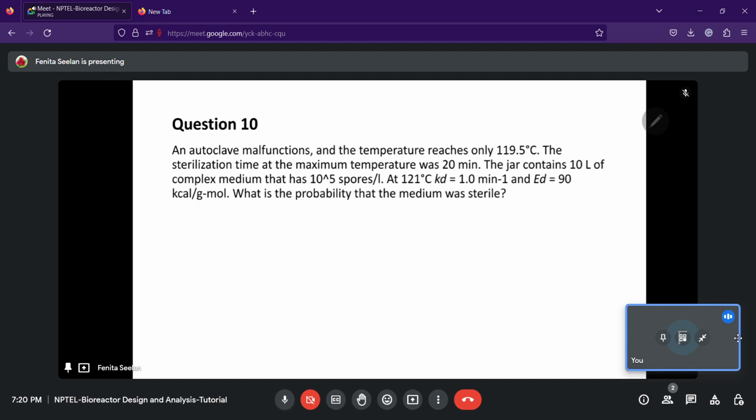So, our question number 10: an autoclave malfunctions and the temperature reaches only 119.5 degrees Celsius. The sterilization time at the maximum temperature was 20 minutes, and the vessel contains 10 liters of the complex medium that has 10 power of 5 spores per liter. At 121 degrees Celsius, the Kd value is 1 per minute, and your Ed value is 90 kilocalories per gram mole. What is the probability that the medium was sterile? So, you were given the value of 121 degrees Celsius only.